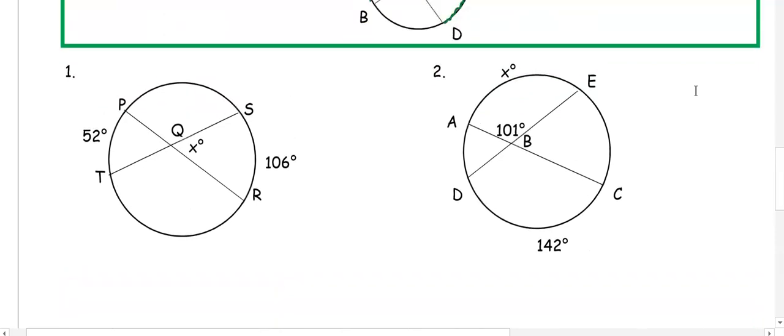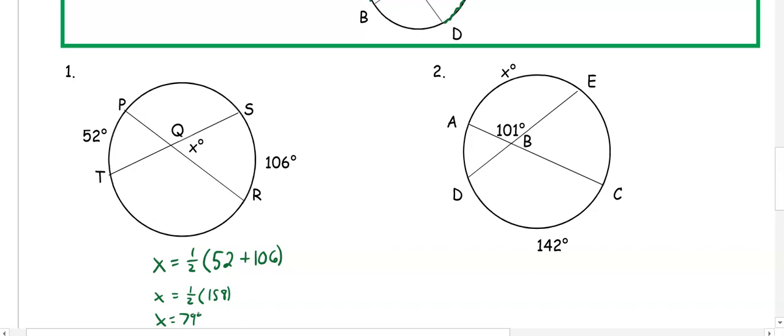So in number 1, we have an angle that is x. So x is equal to 1/2 arc plus arc. So 52 plus 106. So we get x is equal to 1/2 of 158. So x is 79 degrees.